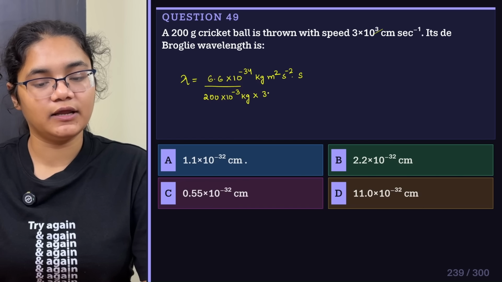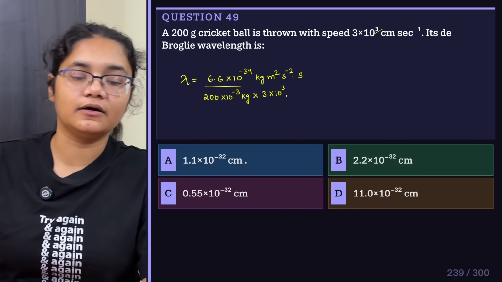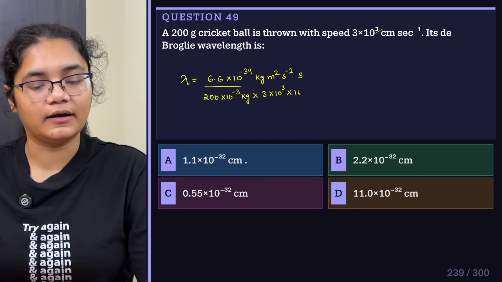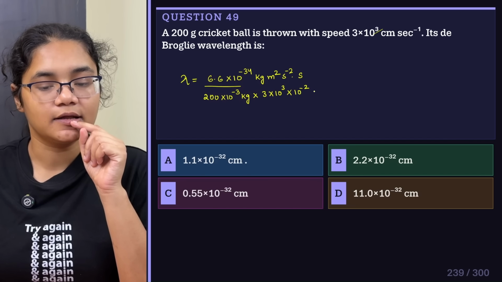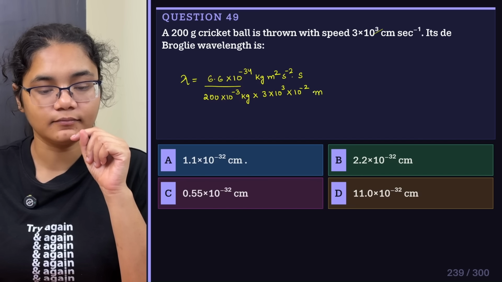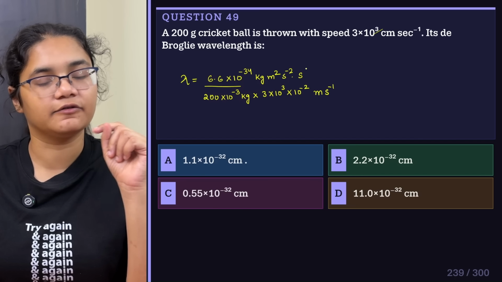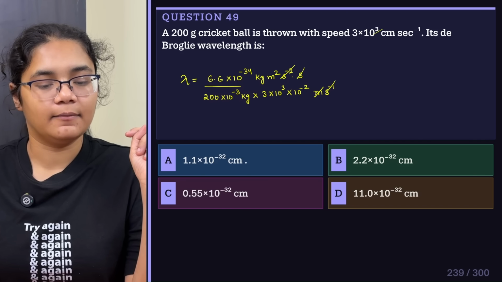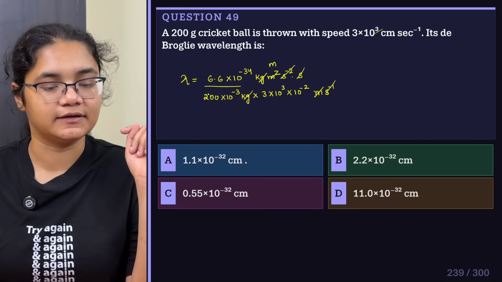Then we have 3 into 10 to the power of 3 centimeter. If I convert it into meter, it will be 10 to the power of minus 2, right? 1 meter equals 100 centimeter. Then we have meter second inverse. Now this second goes up, it will become s squared, and this is minus 2, this all three will get cancelled. Meter will get converted to meter here, and kg will get cancelled.